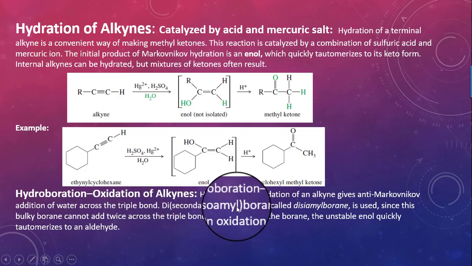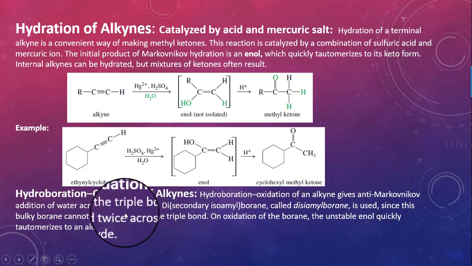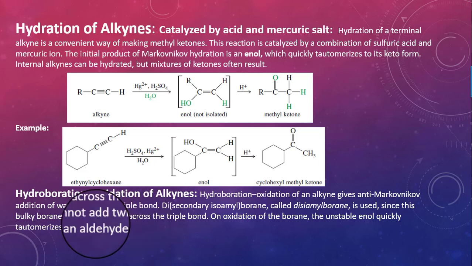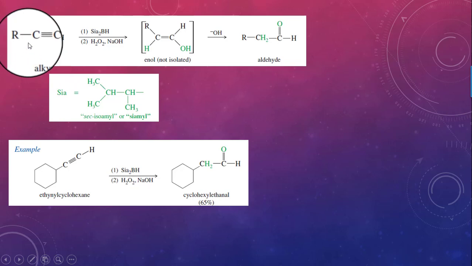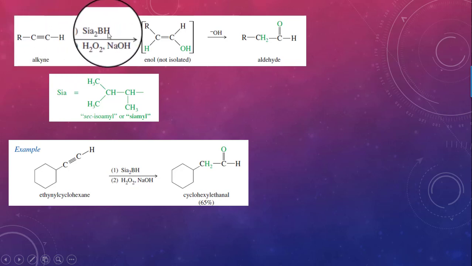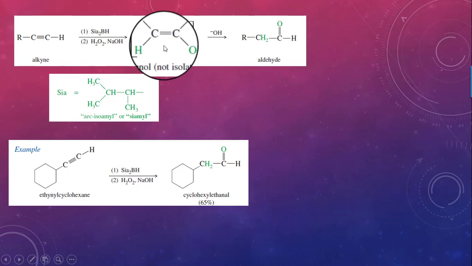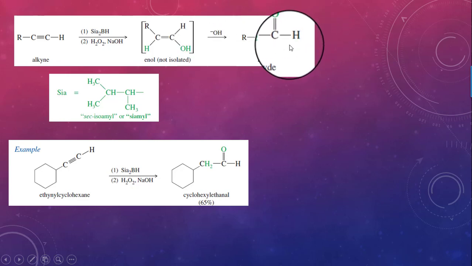Disiamylborane, di-secondary isoamyl borane, is used since this bulky borane cannot add twice across the triple bond. On oxidation of the borane, the unstable enol quickly tautomerizes to an aldehyde. Example is shown. A terminal alkyne is made to react with disiamylborane in the presence of hydrogen peroxide and NaOH. It forms enol, and enol readily tautomerizes to form an aldehyde.